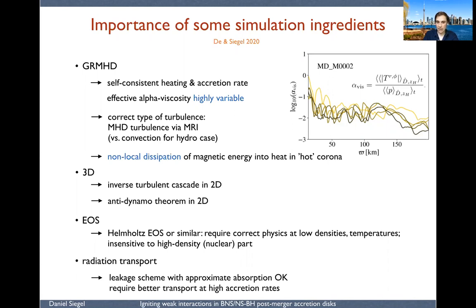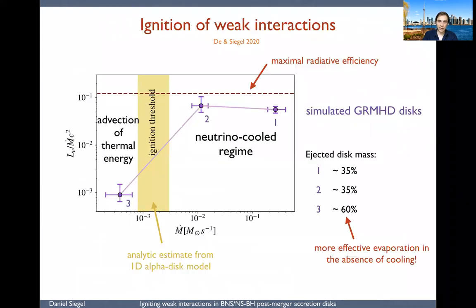Radiation transport in terms of a leakage scheme and approximate absorption via a light bulb scheme, which is what we use here, is appropriate at low ṅ, but as you go to a higher ṅ, transport properties become increasingly important, and I'll get to this in a second.